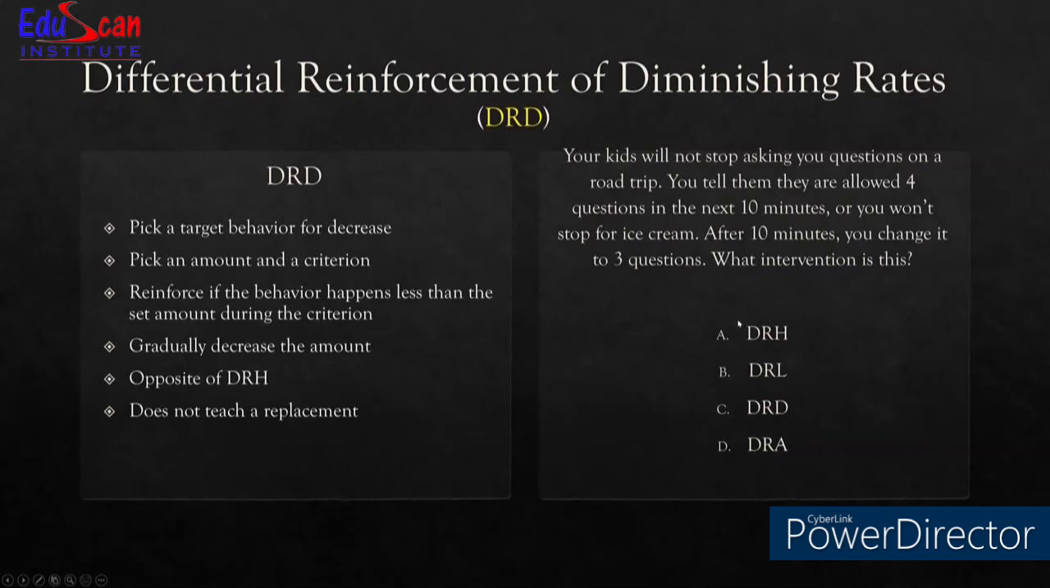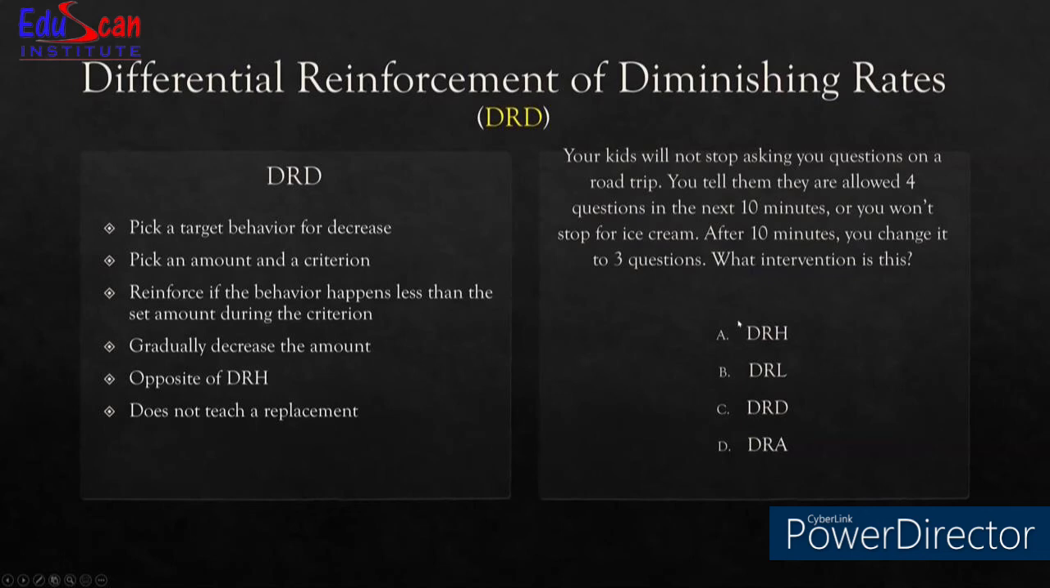In DRD, we pick a target behavior for decrease. We pick an amount and a criterion. Reinforce if the behavior happens less than the set amount during the criterion. Gradually decrease the amount. It's just the opposite of DRH. It does not teach a replacement behavior. So very simple. The behavior is there, existing, but we are trying to diminish the rate of its occurrence.